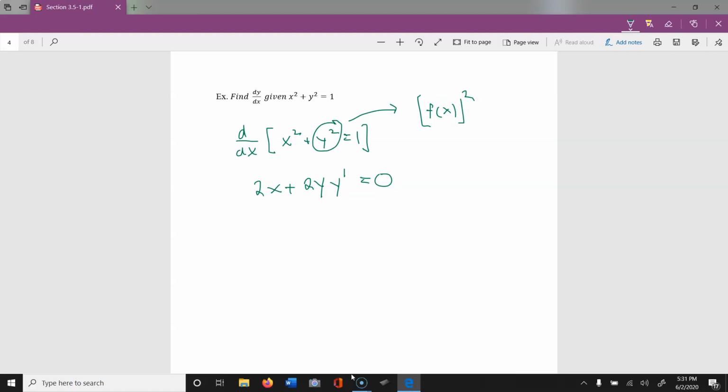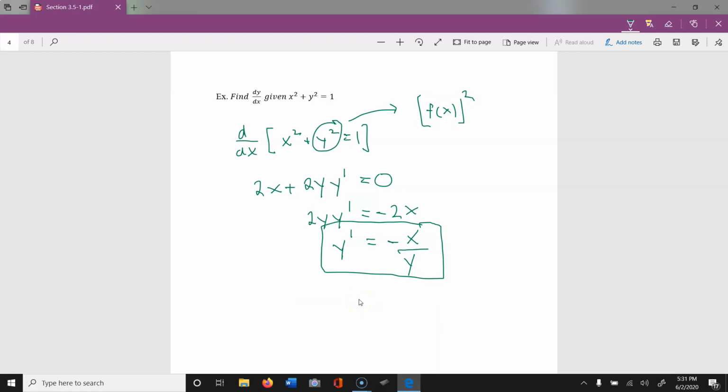Okay, and now if I solve for y prime, then I'm going to get y prime is equal to what? To minus x all over y. And there you have it. That's the derivative with respect to x?